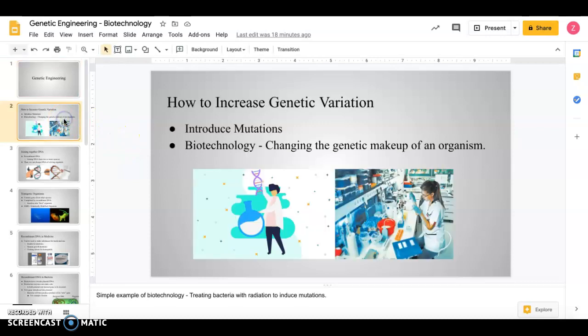Let's start. So how do we increase genetic variation? We introduce mutations, or we can use biotechnology. We're able to change the genetic makeup of an organism. A simple example of biotechnology would be treating bacteria with radiation to induce these mutations.